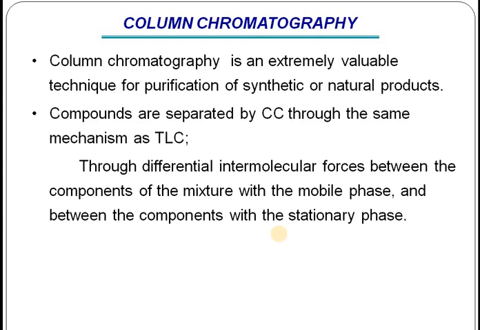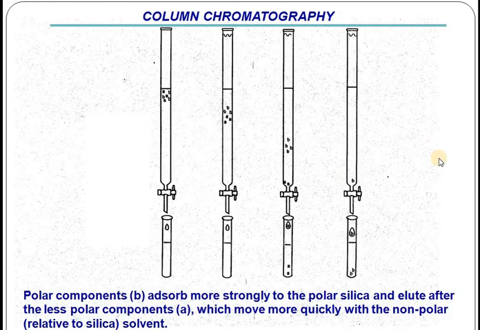Separation happens through differential intermolecular forces between the components of the mixture and the mobile phase, and between the components and the stationary phase. The stationary phase shows insolubility and the mobile phase shows solubility. Some columns are shown in the figures. We know that solvents are of two types, polar or non-polar.